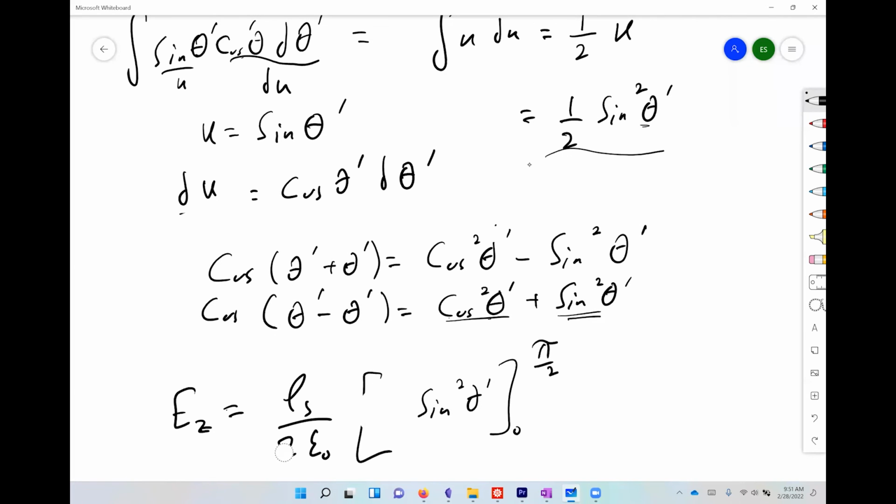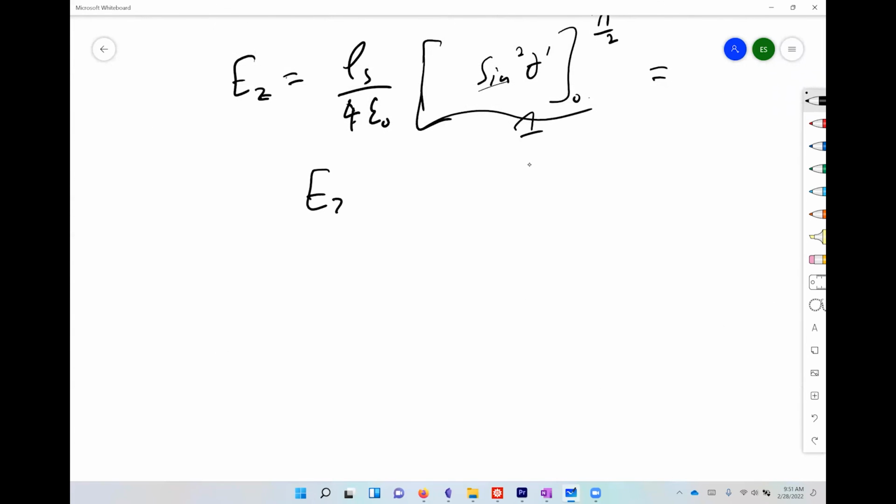So the half goes out, and it's going to be 4. I don't know why I was trying to simplify this further. I think this is simple enough. Sine squared pi over 2 is 1, sine 0 is 0, so this whole thing is going to be 1. So the electric field in the normal direction is going to be just rho s over 4 epsilon naught. I can add in the basis vector, for cylindrical or Cartesian coordinates, it doesn't matter, which is the minus z hat.